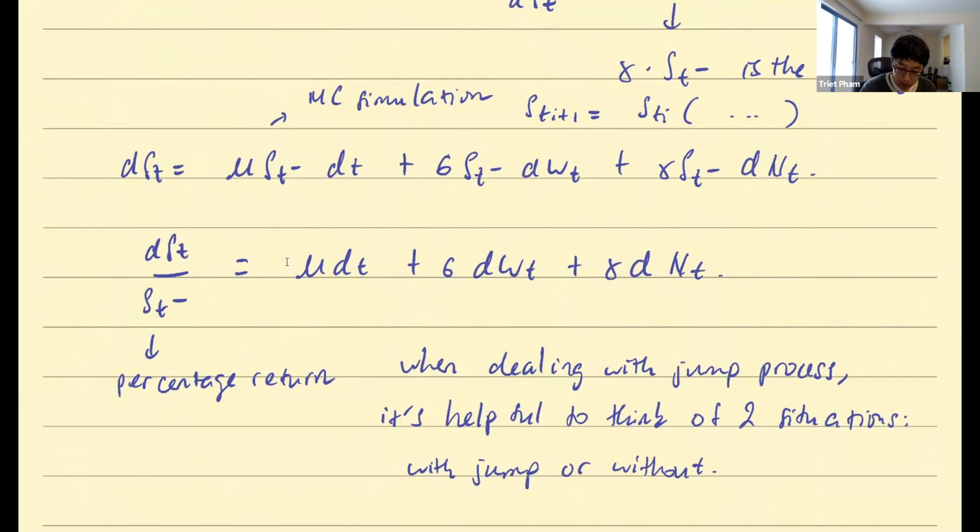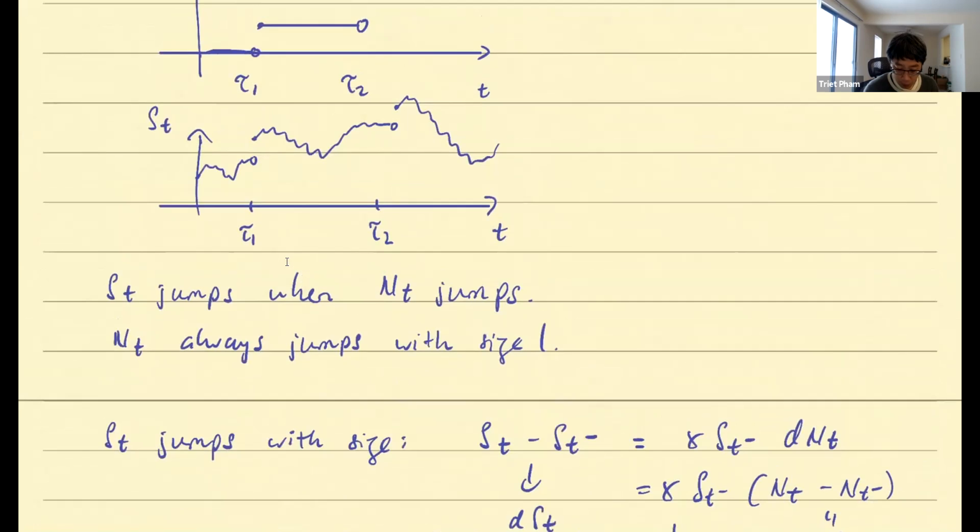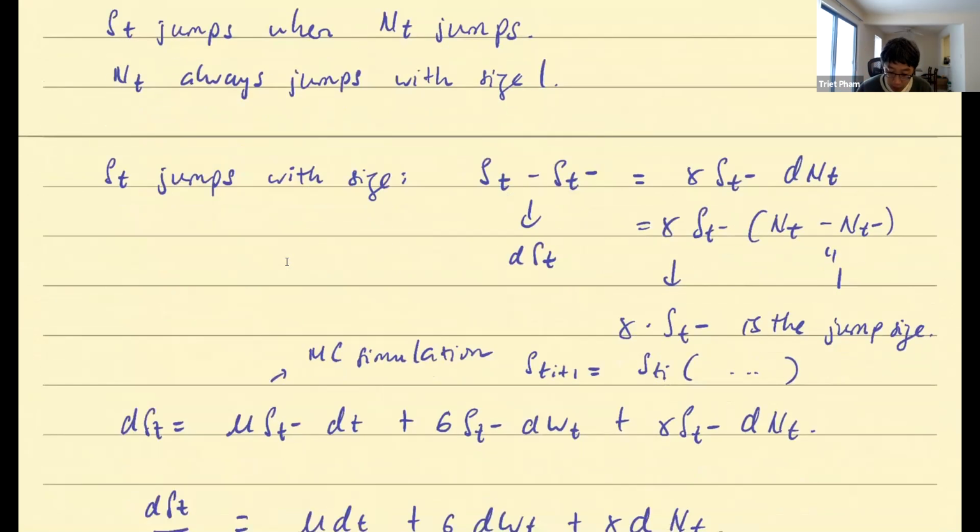What do I mean by this? It's exactly what I did up here. I say when it doesn't jump, this is what happens. When it jumps, this is what happens. When it doesn't jump, this is what happens. When it jumps, this is what happens. So you isolate the jump points and analyze at that point. But all in all, right?